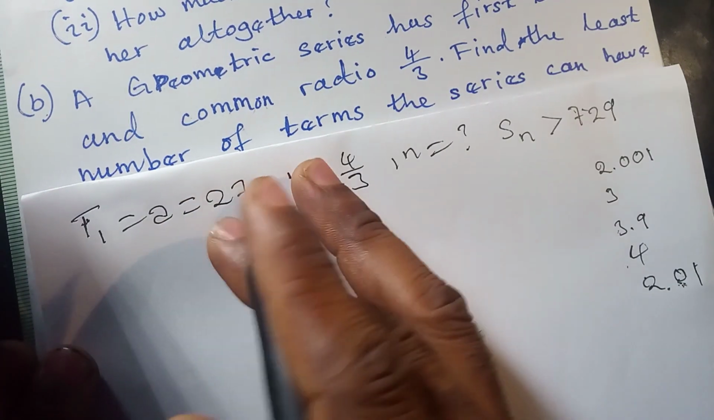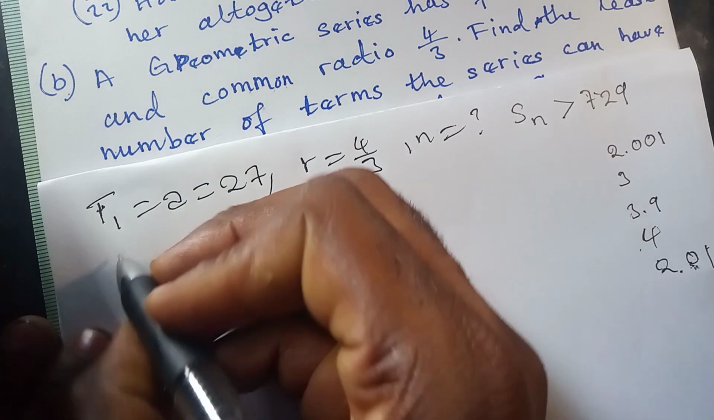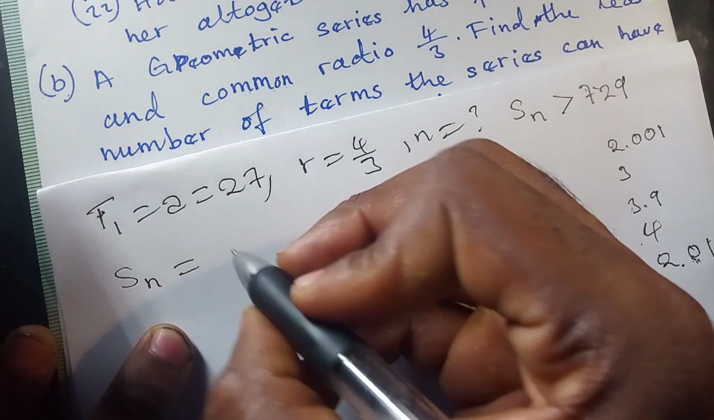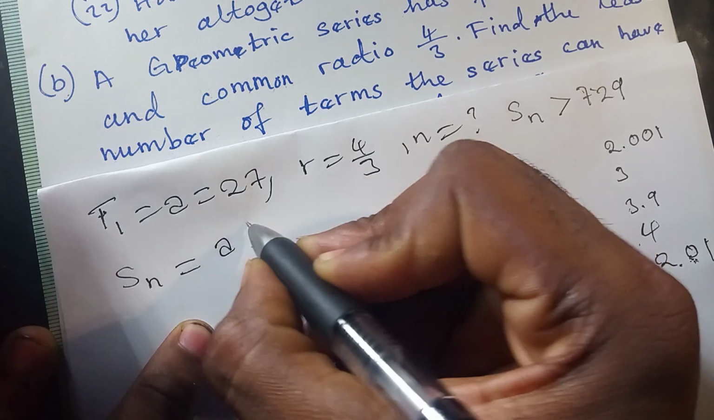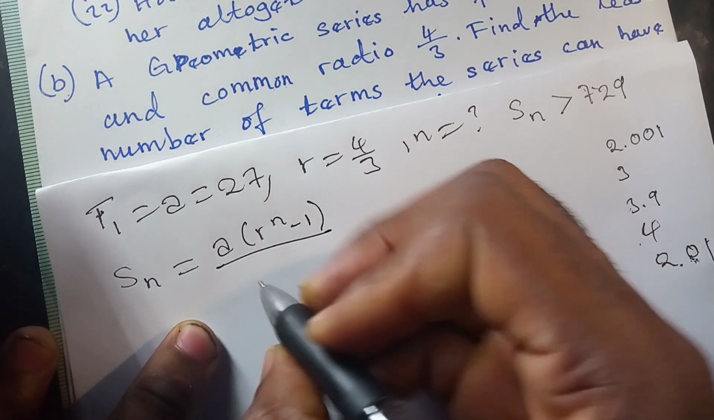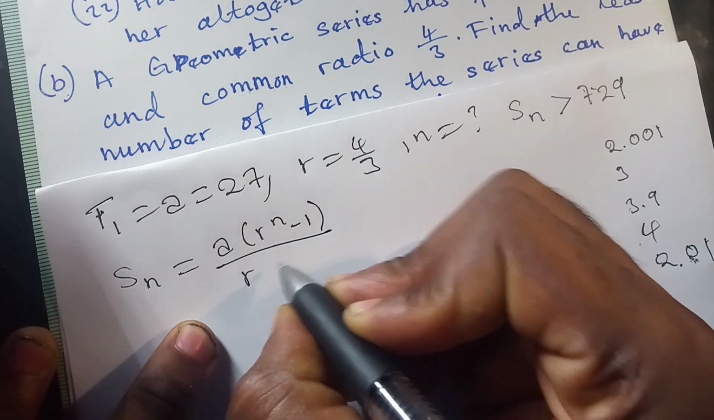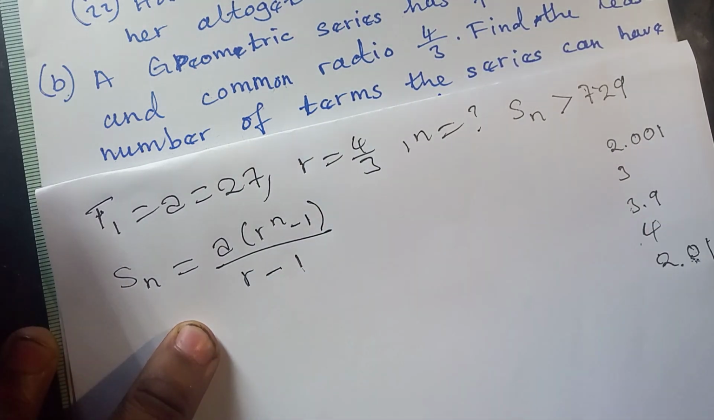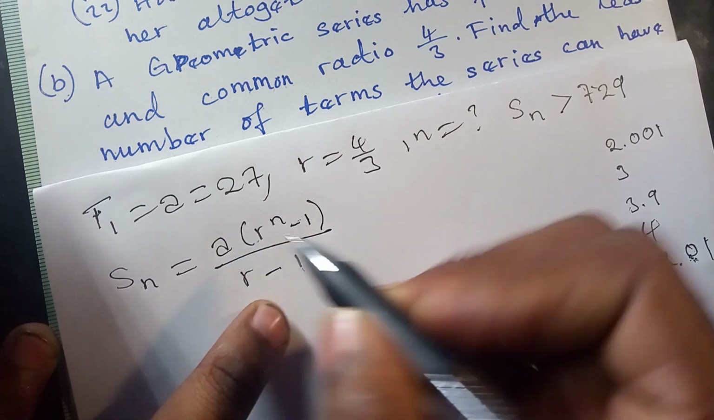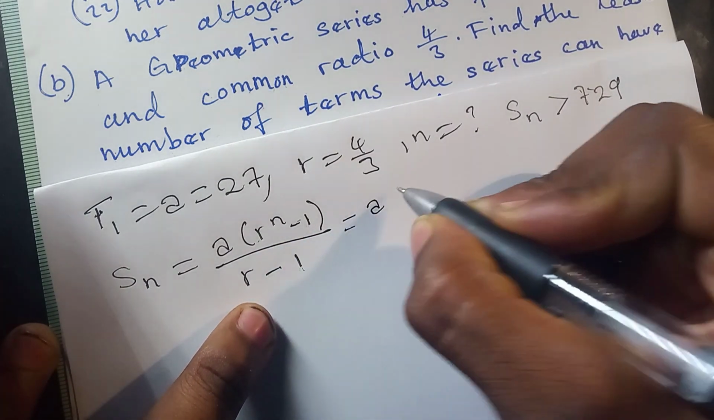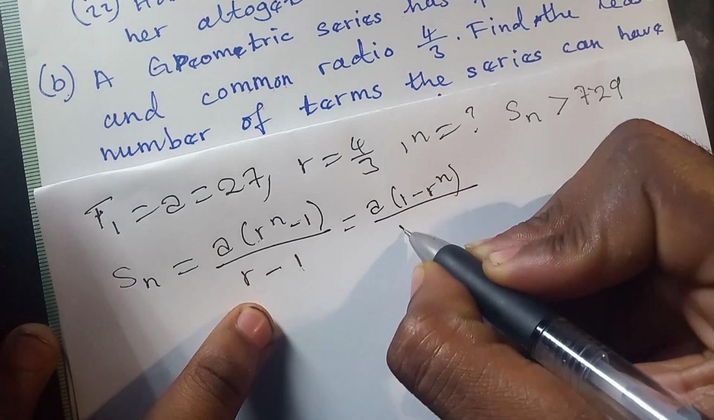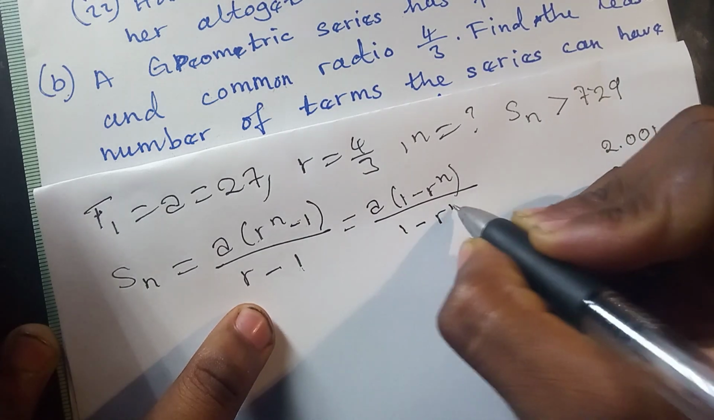So in this case, we can just say the sum of the first n terms is given by r to the power n minus 1, then everything over r minus 1. If you want, you can swap these two. Just make sure that when you swap the numerator like this, you do the same thing on the denominator like this.